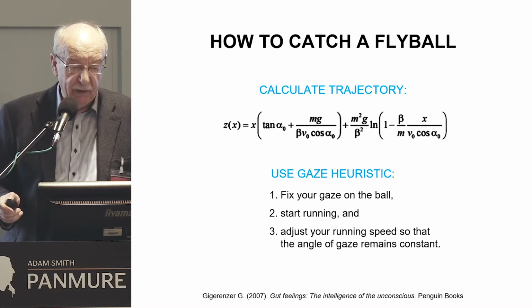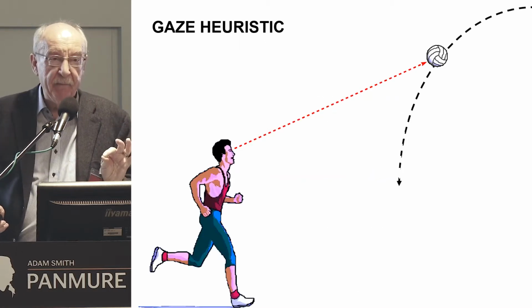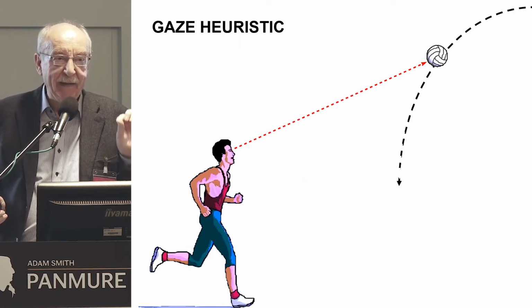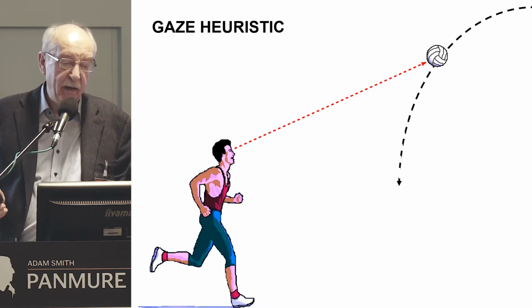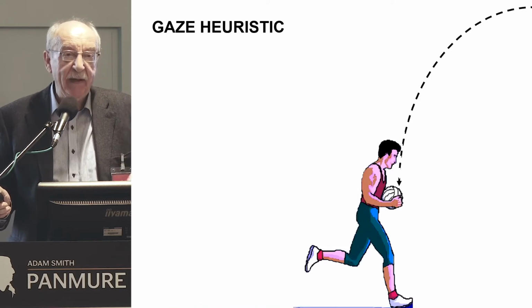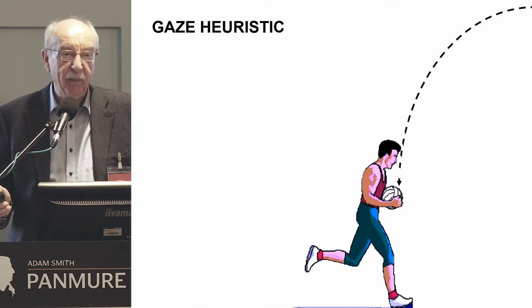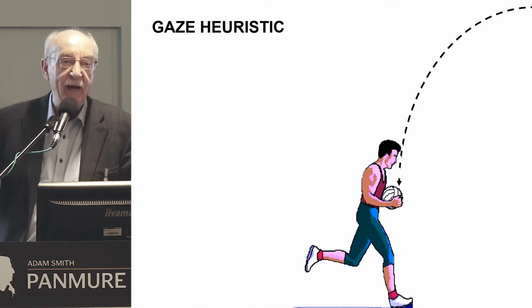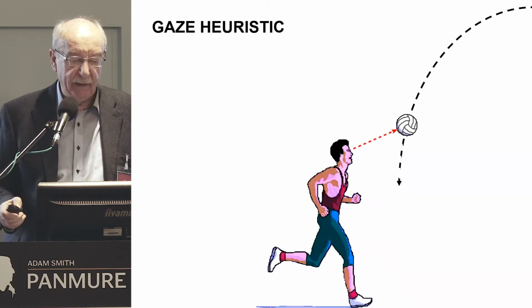So this player is doing it. And watch, the player is running in a way that the angle of gaze, the red line, is always constant. What happens? The player is exactly there where the ball comes down. So the heuristic carries the player. You want to see it again?